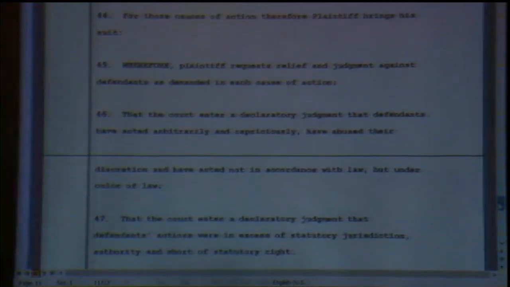For those causes of action, therefore, plaintiff brings his suit. Wherefore, plaintiff requests relief and judgment against defendants as demanded in each cause of action. That the court enter a declaratory judgment that defendants have acted arbitrarily and capriciously, have abused their discretion, and have acted not in accordance with law, but under color of law. That the court enter a declaratory judgment that defendants' actions were in excess of statutory jurisdiction, authority, and short of statutory right. That the court permanently enjoin defendants from interfering in any way with plaintiff's local or lawful right to his peaceful domicile.